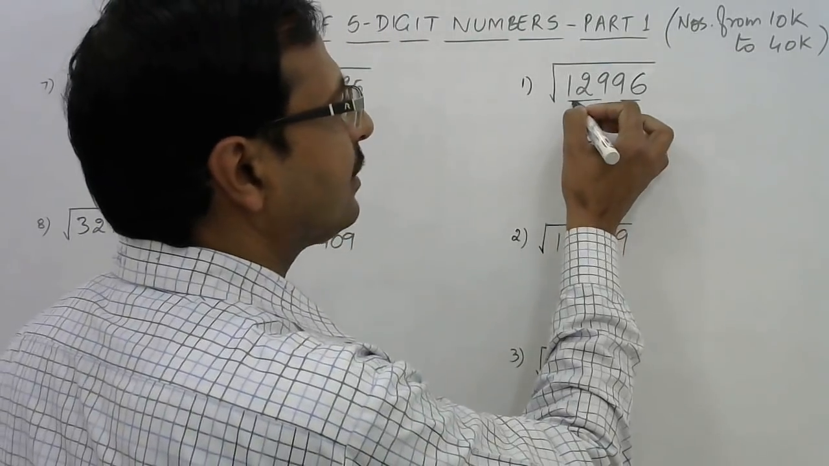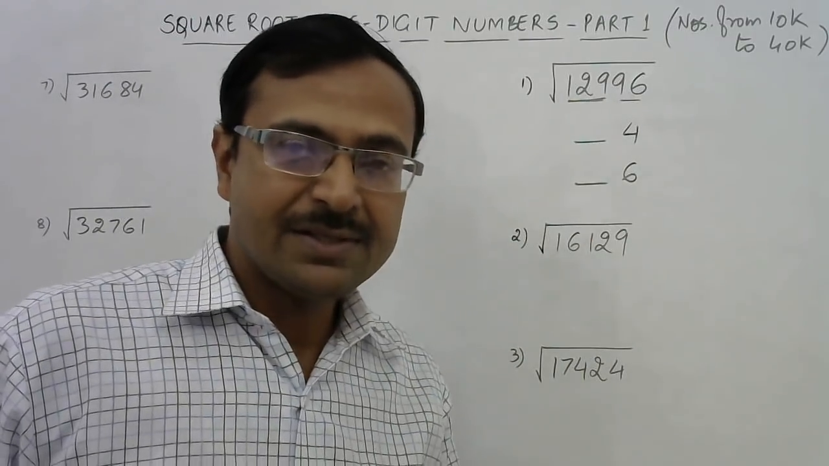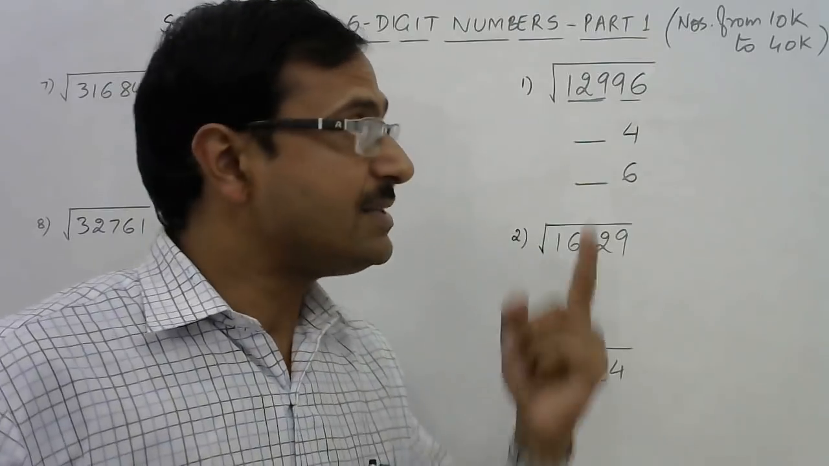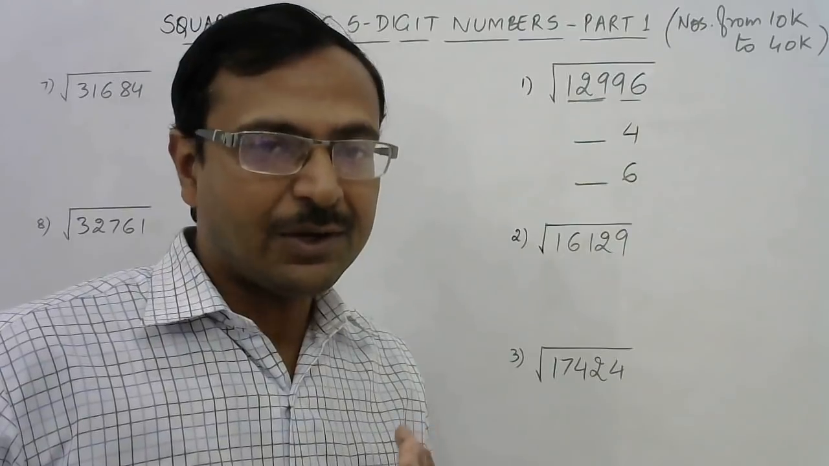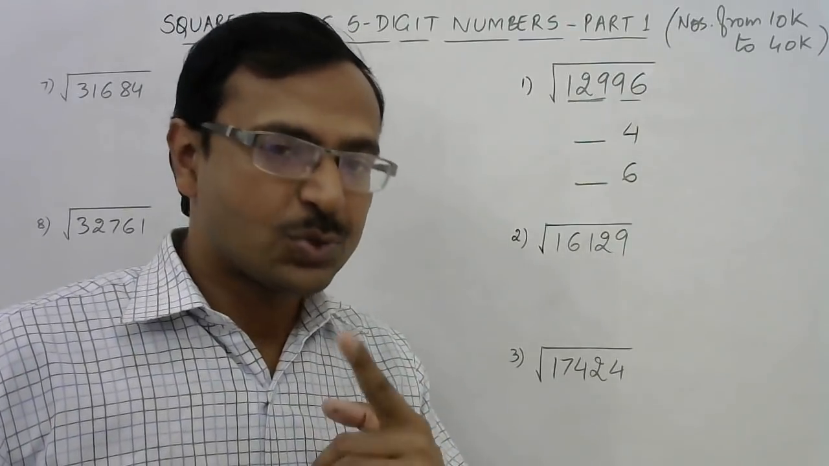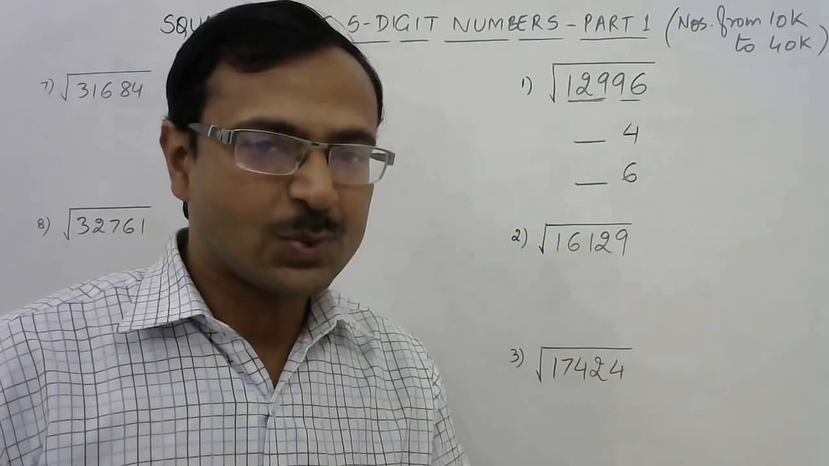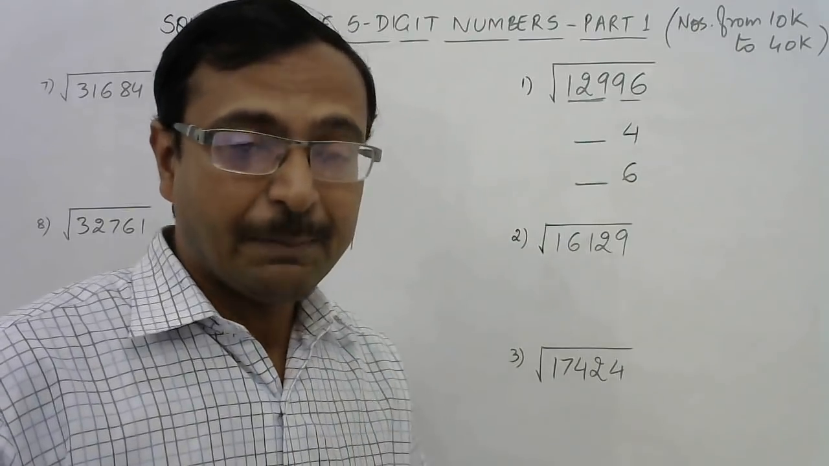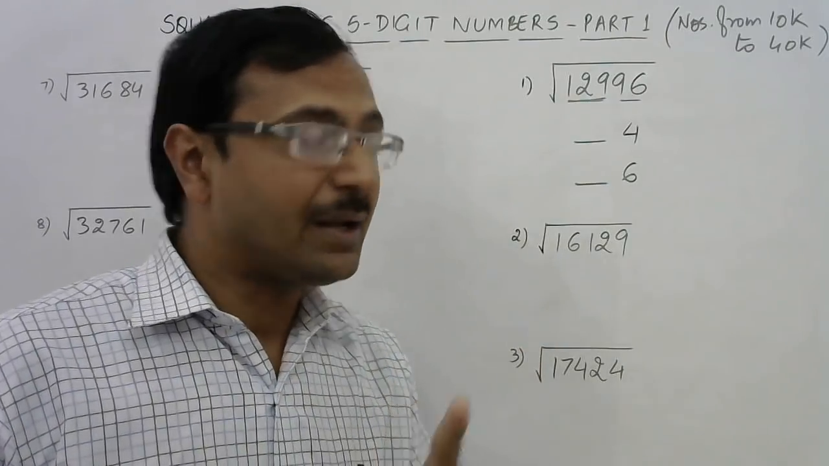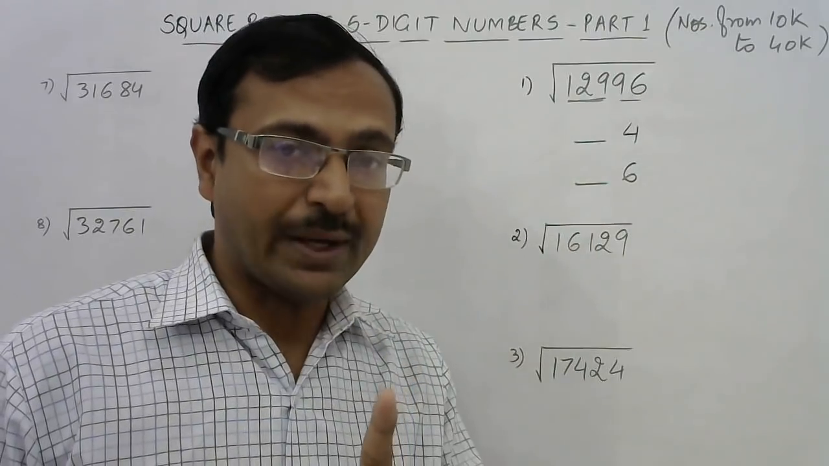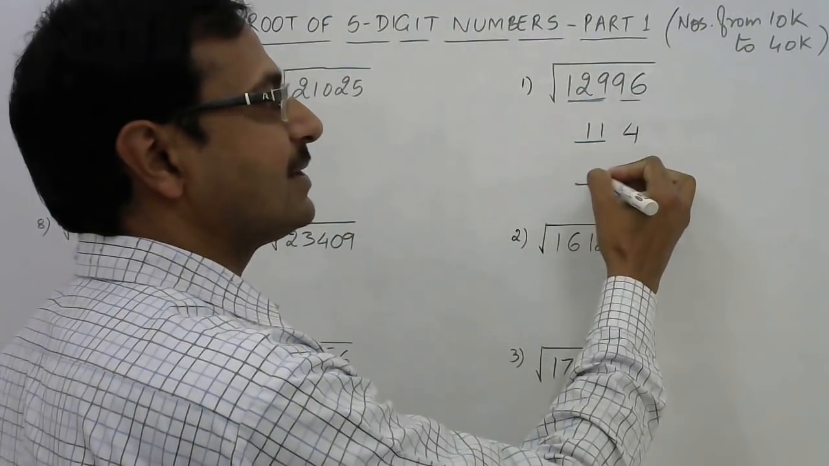Now see the triplet 129. Just find a perfect square which is just below 129. And you will be able to find that only if you are aware of square numbers from 11 to 20. What is 11 square? 11 square is 121, but 12 square, it crosses 129. So which is the perfect square below 129? It is 11 square, 121. So 11 is the remaining part of the answer.